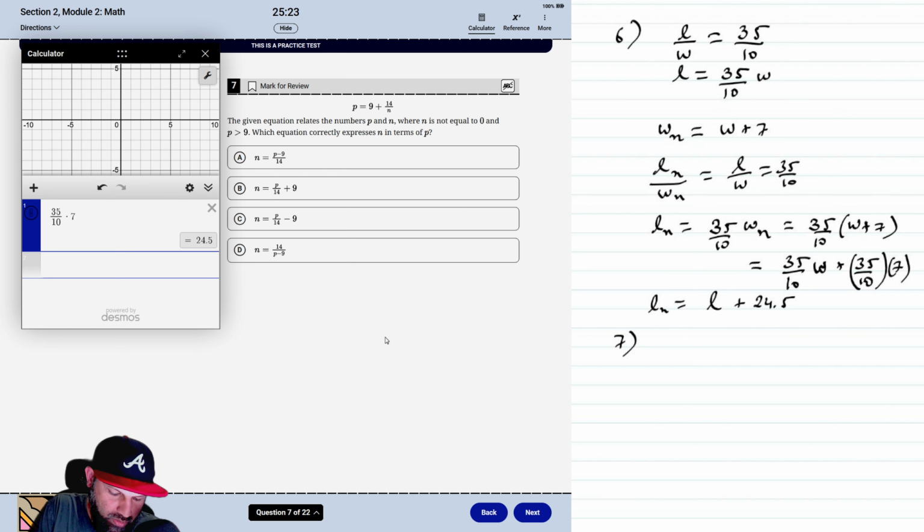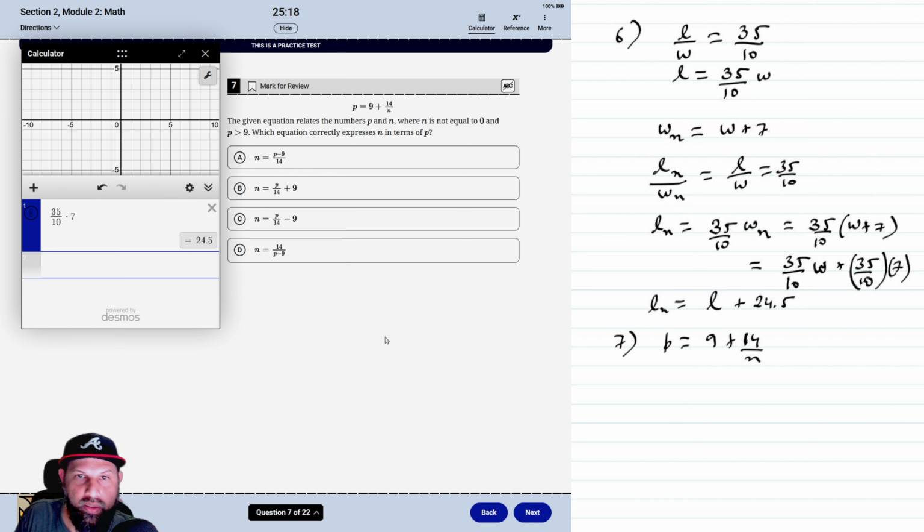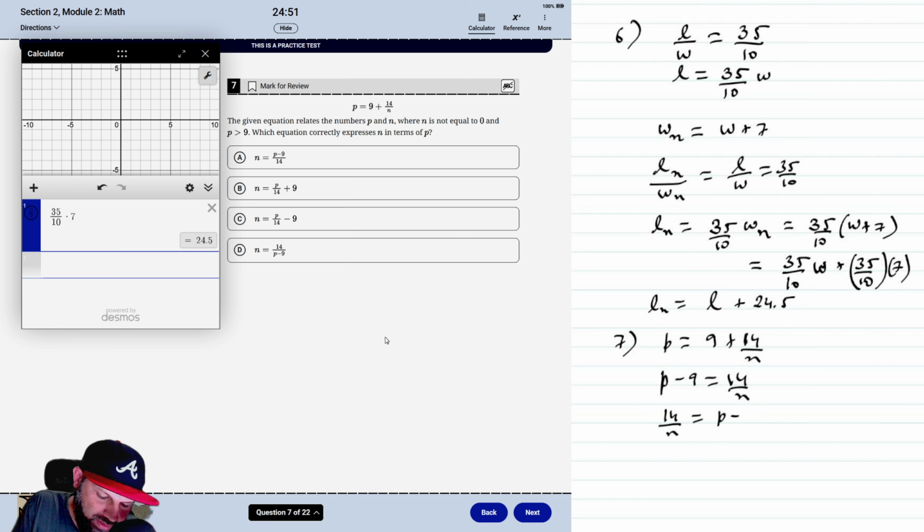Number 7. You have P = 9 + 14/n, and we are to find the equation that correctly expresses n in terms of P. Okay, so we'll isolate only the portion that n contains. So we'll say P minus 9 is going to be equal to 14 over n. Okay, so 14 over n equals P minus 9.